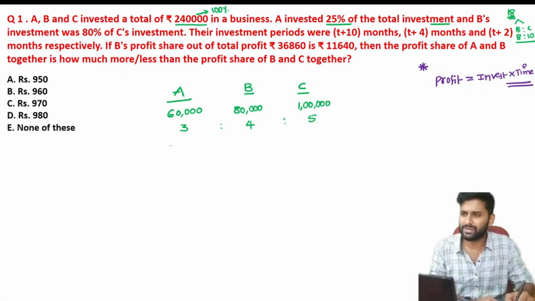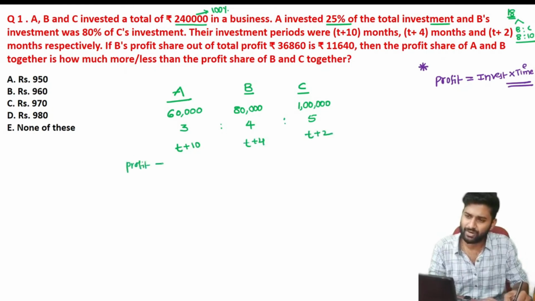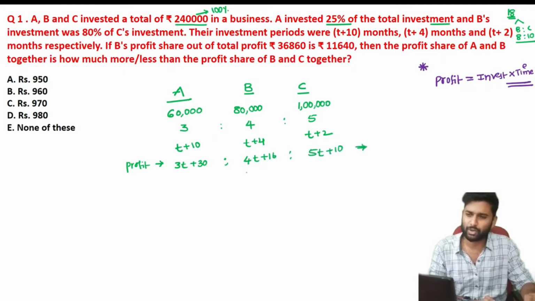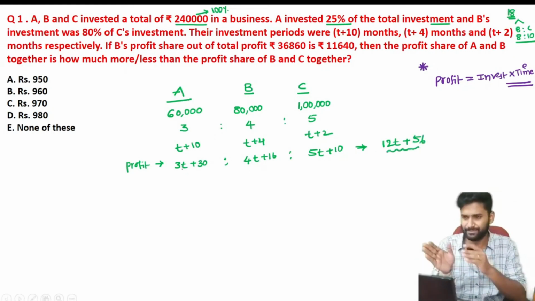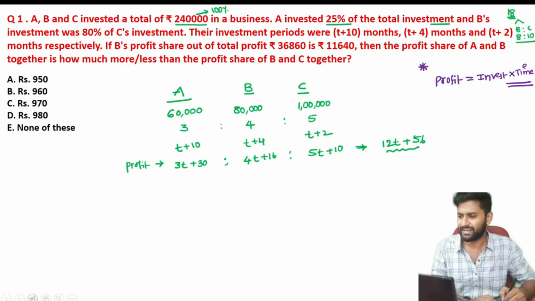Now, the respective time durations: A's duration is T plus 10, B's duration is T plus 4, and C's duration is T plus 2. So what about the profit? According to these investments and durations, the profit ratio is exactly equal to 3 times (t plus 10), that is 3t plus 30, 4 times (t plus 4), that is 4t plus 16, and 5 times (t plus 2), that is 5t plus 10. Now, if you observe, the total profit value is exactly equal to 12t plus 56. If the total profit is 12t plus 56, A gets 3t plus 30, B gets 4t plus 16, and C gets 5t plus 10.